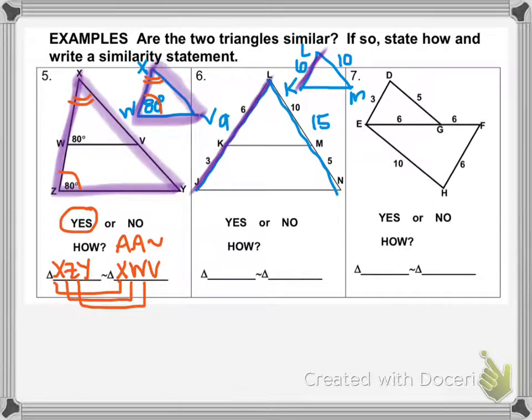So with those two sides, 9 and 6, I need to first make a ratio. I'm going to do the 9 over the 6 this time, the big one over the little one. And then my other two sides that go together, the big sides, would be the 15 and the 10. So I'm going to make another ratio with those the same way I set up the 9 over 6. So it'll be 15 over 10.